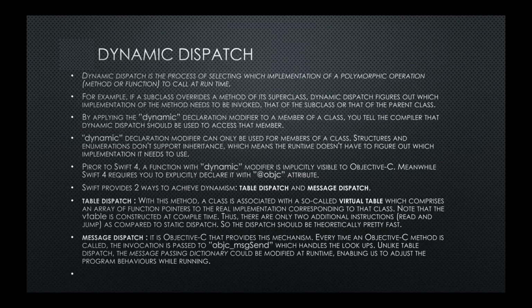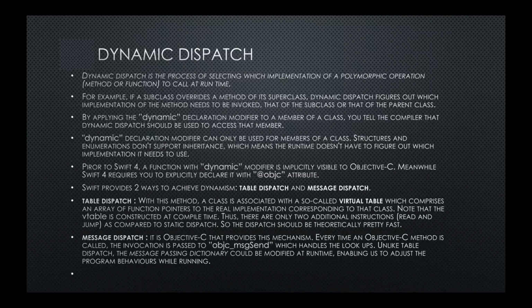For example, if a subclass overrides a method of its superclass, dynamic dispatch figures out which implementation of the method needs to be invoked, whether it would be the base class method or the subclass method. So dynamic dispatch is the one which decides which method to invoke, from either the base class or the subclass, because the method name is the same in both classes. Okay, so how do we achieve it?